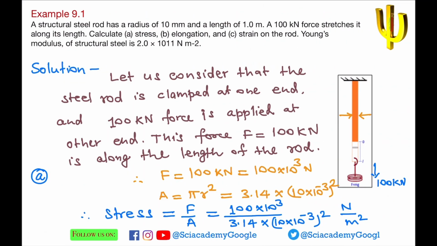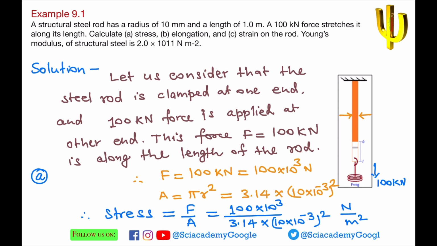As per example 9.1, the question tells that a structural steel rod has a radius of 10 millimeter and a length of 1 meter. A 100 kilonewton force stretches it along its length. Calculate first the stress, then the elongation, and part C, the strain on the rod. Young's modulus of structural steel is given as 2.0 into 10 to the power 11 Newton per meter square.